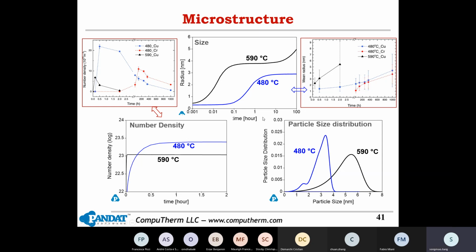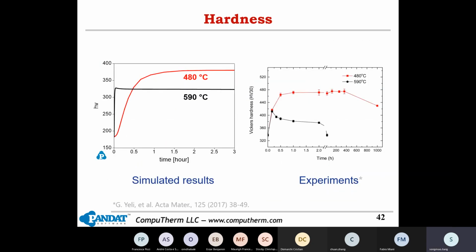Besides the microstructure, we can also simulate the hardness. This is our simulated result at 480. The trend is very clear. 480 is much stronger than 590. So this is an example I want to show of the precipitation module.